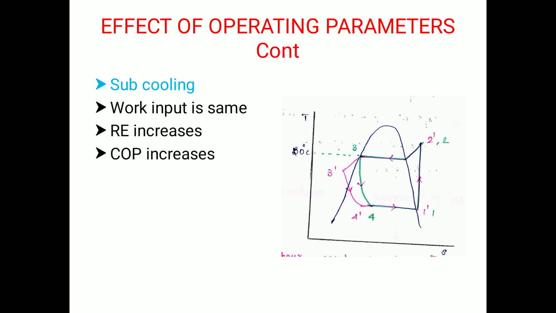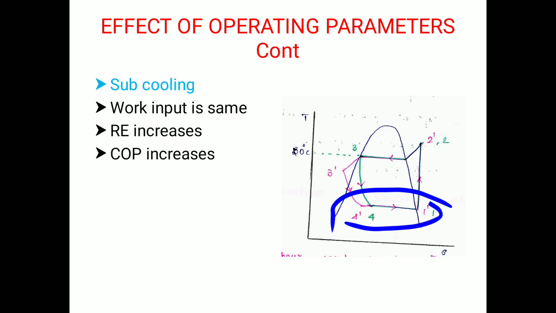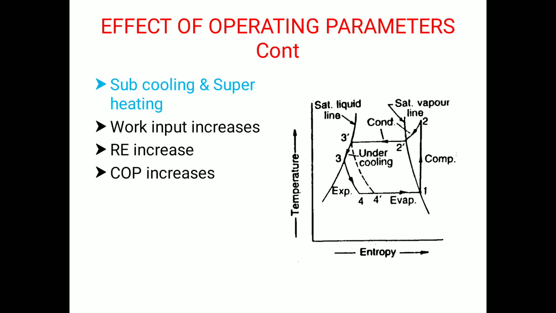Next case is subcooling. You can clearly see here the subcooling takes place after leaving the condenser. So due to subcooling, the work input is same. You can see 1 to 2 and 1 dash to 2 are almost equal. So work input is same. Refrigerant effect is increased. You can see here the horizontal line. The refrigerant effect increases and COP also increases because COP is equal to refrigerant effect divided by work input. Here work input, the denominator, is constant and numerator increases. So COP also increases. So next one is the combined effect of subcooling and superheating.